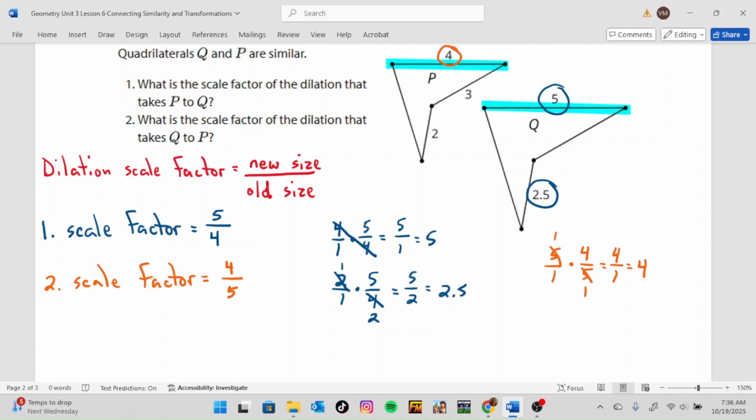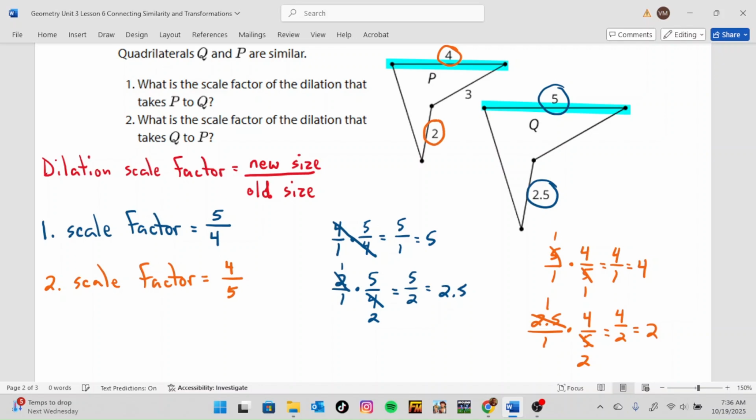Now to try it in the opposite direction, I have 2.5. I multiply that by 4 over 5. 2.5 goes into 2.5 once. 2.5 goes into 5 twice. I end up with 4 halves, which is 2, and that's exactly what I find here.